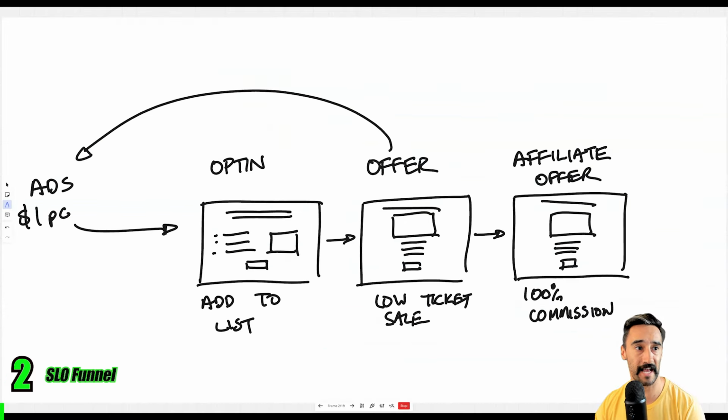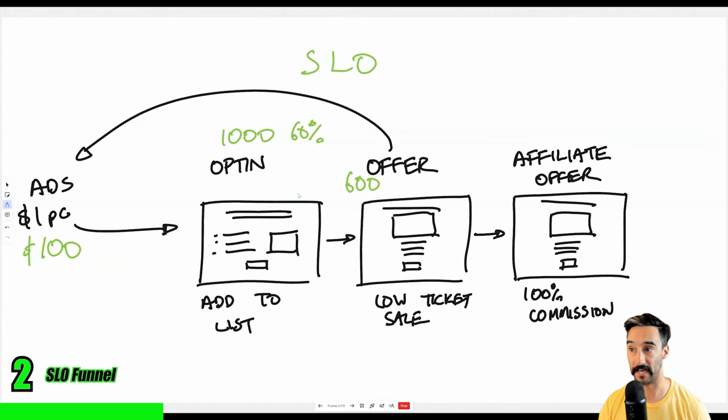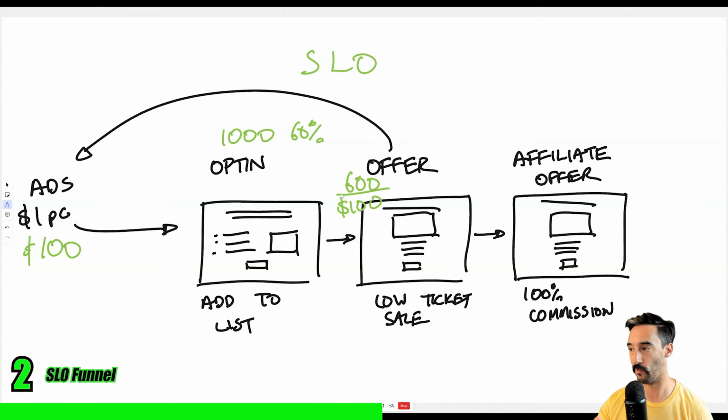Second type of funnel, this is called an SLO funnel, also called a self liquidating offer funnel. The idea is if we know we're going to spend $100 on ads and we think we're going to get 1,000 clicks for that ad spend, and roughly 60% of those clicks will turn into leads, so we have roughly 600 people opting in and becoming a lead. That means we've spent $100 per 600 leads. We want to make sure that the low ticket sale covers the cost of the ad. So we need to basically make $100 for every 600 people who join, which is what, $1.80 or something like that.